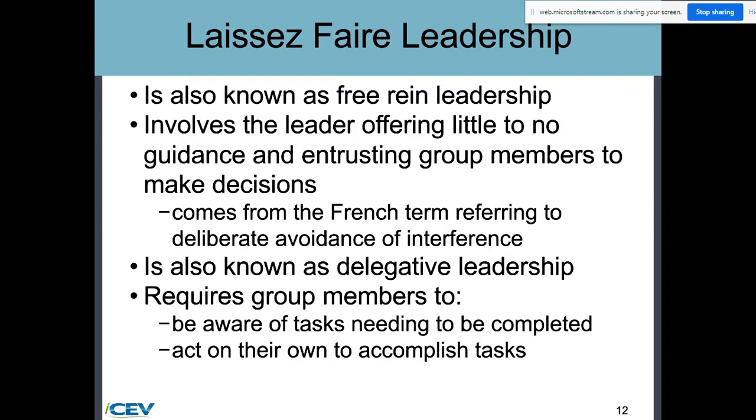Okay, so laissez-faire leadership. It's also known as free reign leadership. It involves the leader offering little to no guidance and entrusting the group members to make decisions. It comes from the French term referring to deliberate avoidance of interference. It's also known as delegative leadership. It requires group members to be aware of tasks needing to be completed and act on their own to accomplish tasks. So it's kind of like the leader is just leaving all the work for the group.